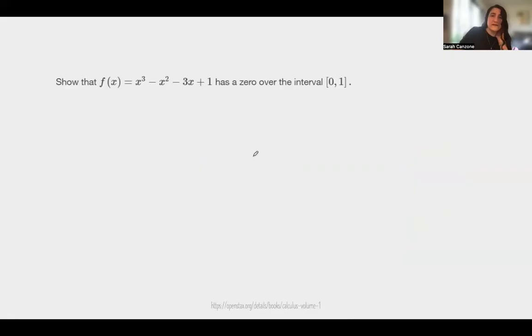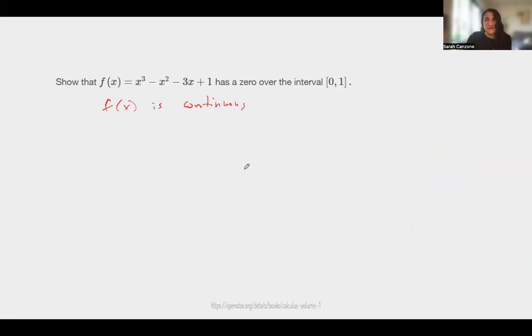All right, here's the last question for today. Show that f of x equals x cubed minus x squared minus 3x plus 1 has a 0 over the interval 0 to 1. So now we actually are given the structure that the intermediate value theorem said from the beginning. We don't have to come up with an interval, they give us one. And we have a function. And this is a polynomial, therefore we know f of x is continuous.